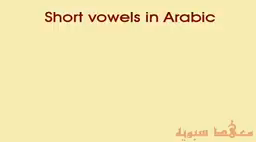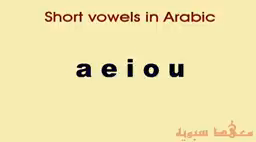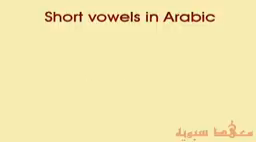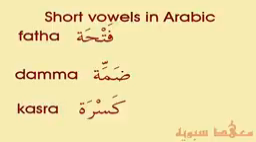In this video, I'm going to be explaining short vowels in the Arabic language. Unlike English, we have 5 vowels, A, E, I, O, U. In Arabic, we only have 3, and they are what is known as fatha, dhamma, and kasra.